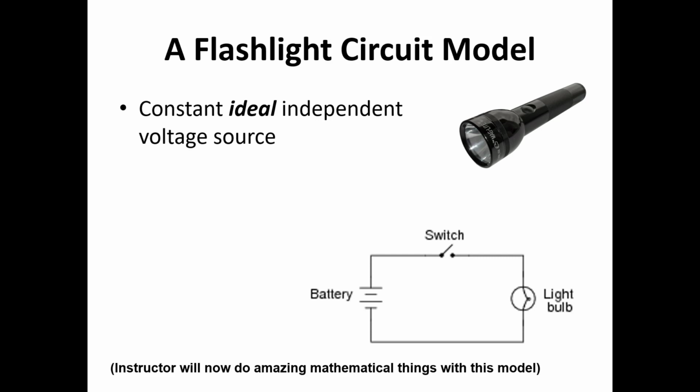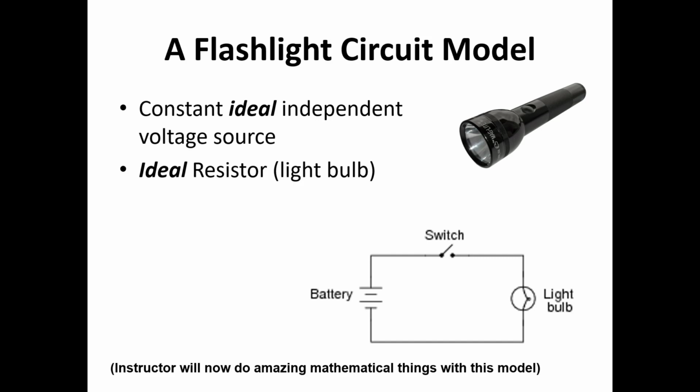So the battery is considered to be an ideal independent voltage source. In reality, it's not. So we assume it to be ideal in that it puts out a certain voltage constantly. Let's say there were 2 D cells in this Maglite. That would be 3 volts, ideal. But the reality is when you turn the switch on, the voltage drops a little bit. It might go down to 2.8 or something if the batteries are healthy. So it's not ideal, but it's close enough.